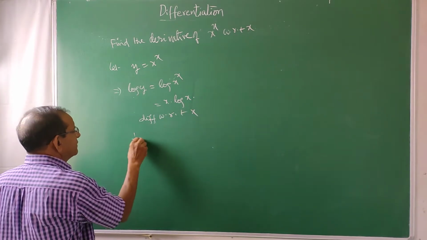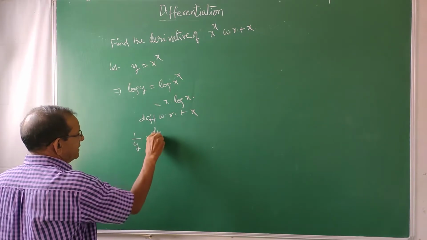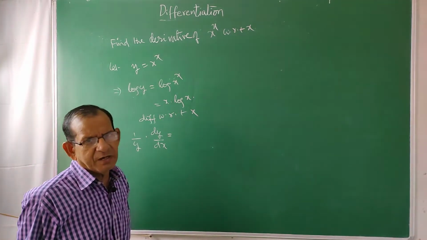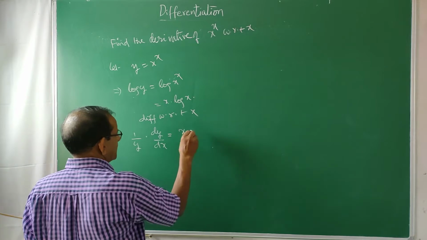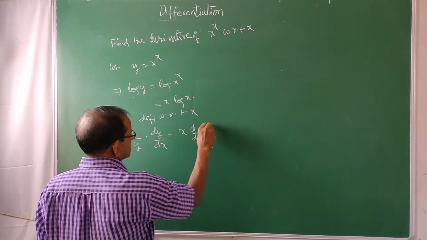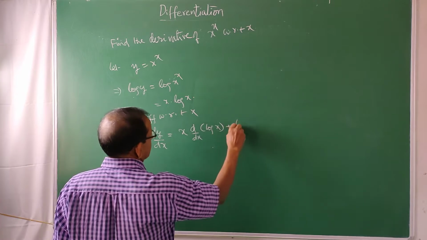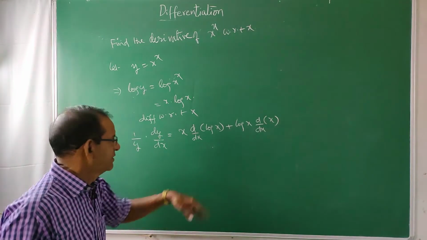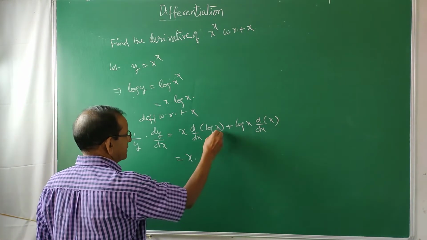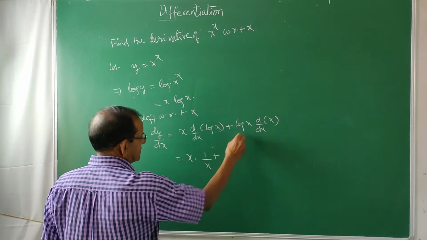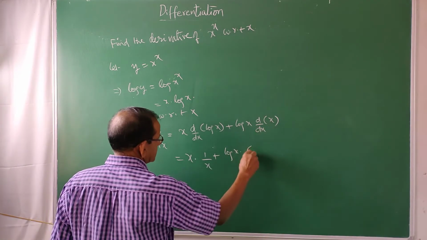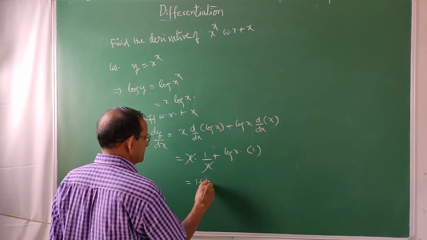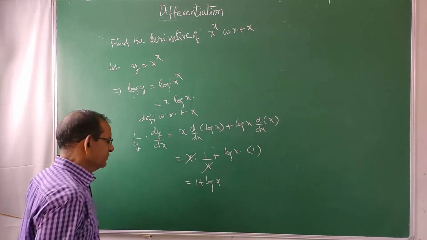Log y derivative is first 1 by y into y derivative is dy by dx is equal to, right side it is a product, u into v have to apply. First x into derivative of log x, plus log x into derivative of x, u into v. So that is equal to x into derivative of log x is 1 by x plus log x into derivative of x is 1. So here x is cancelled. So I have got 1 plus log x.